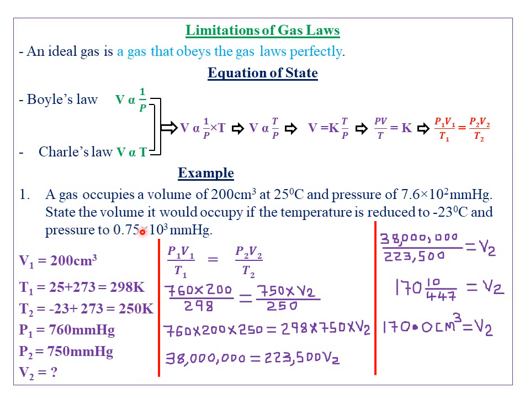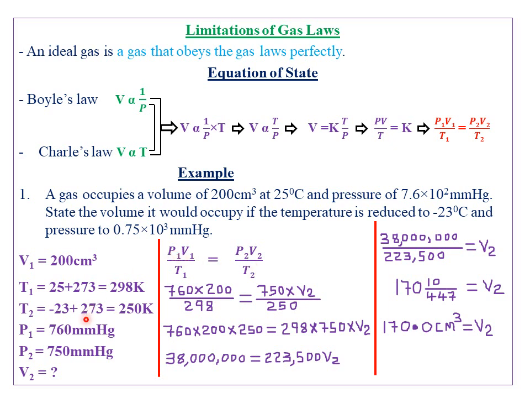And pressure to 0.75 times 10 power 3. So this is the final pressure, that is P2, 0.75 times 10 power 3 millimeters of mercury. Of course, 10 power 3 simply means 10 times 10 times 10, which is 1,000. So 0.75 times 1,000, you'll obtain P2 as 750 millimeters of mercury. So they want us to find V2. We just apply our formula that P1 V1 over T1 must be equal to P2 V2 over T2, where T must strictly be in Kelvin. If you use the temperature in degrees Celsius, you won't find the right answer.